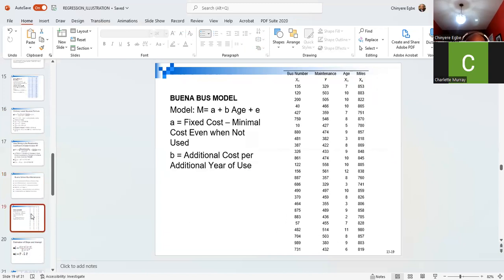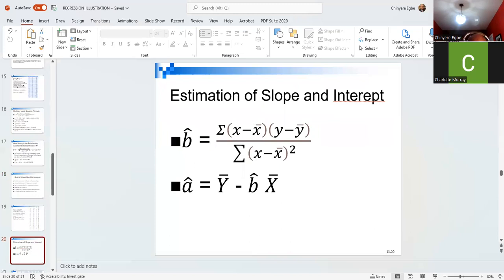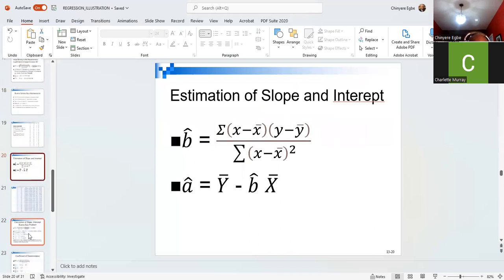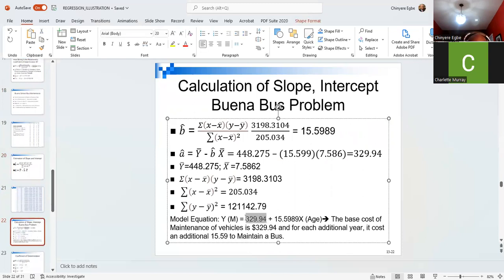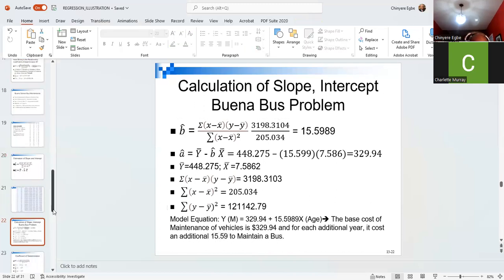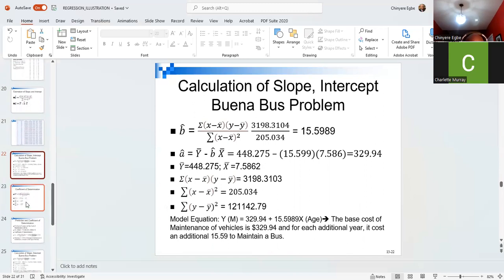And the engine gets rusty if you don't use it. So we estimated that. And what did we get? This is the equation of the model. The basic maintenance of a vehicle is $329, and for each additional year that the vehicle is there, you're going to spend about $15.59 to maintain the vehicle. The base cost of maintenance is $394. For each additional year, it will cost an extra $15.59 to maintain the bus. So we can use this in different ways, in maintenance, in management.